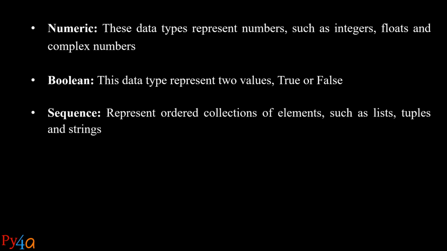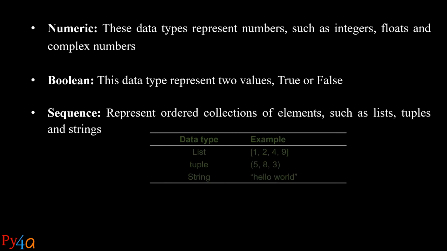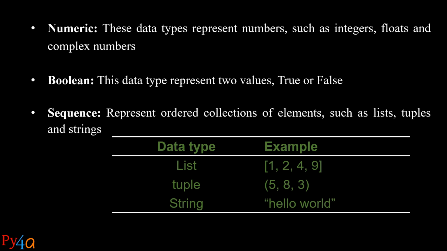The next is the sequence. The sequence represents an ordered collection of items such as lists, tuples, and strings. Examples are shown on this table. The list is designated with square brackets, while elements of the list could either be a string, a float, an integer, or a mixture of both or all of them. The next is the tuple. The tuple is denoted by parentheses.